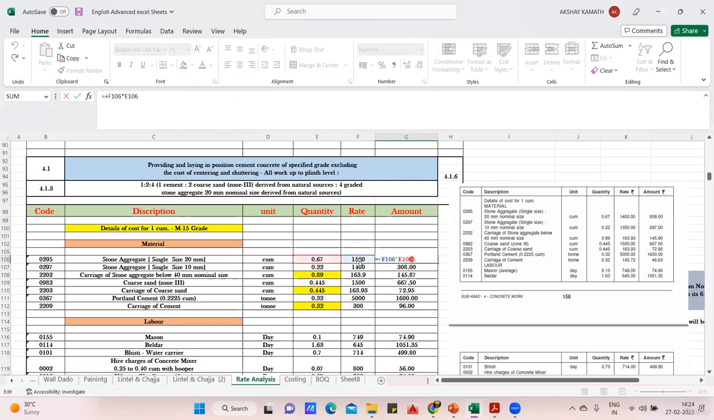For the amount, 0.67 multiplied by 1,500 gives 1,005. Similarly, for 10 mm, 0.22 into 1,400 will be 308 rupees. This much is understood.